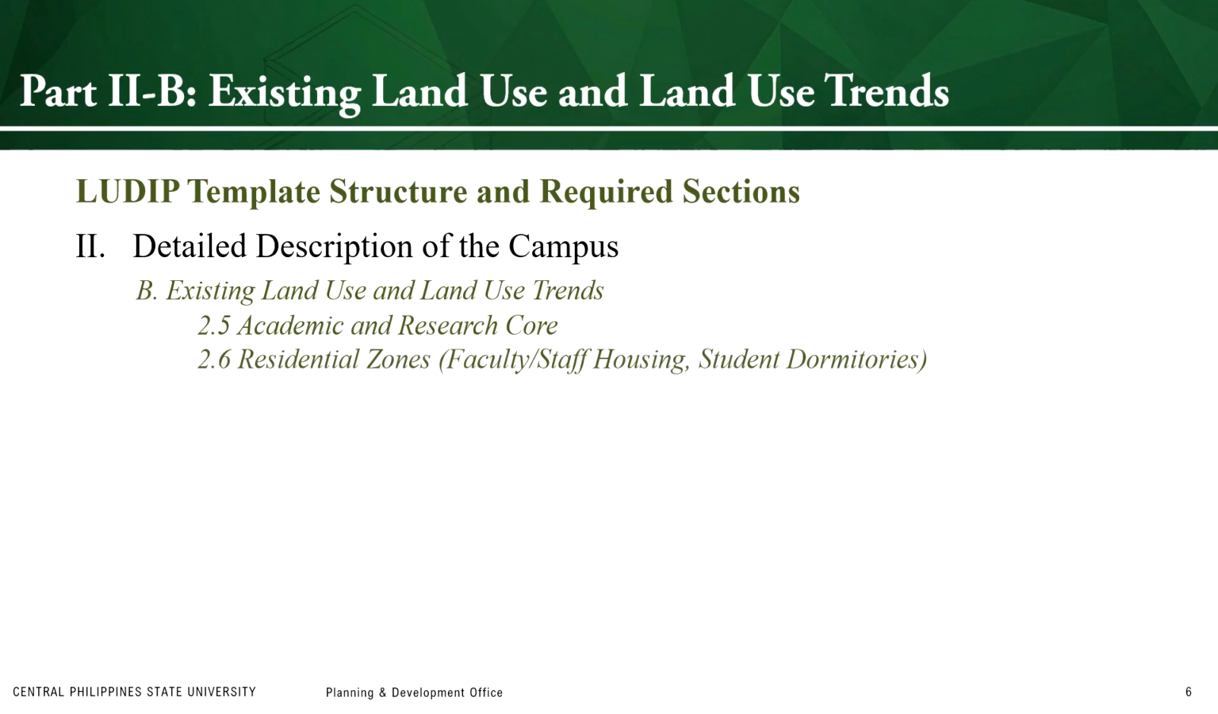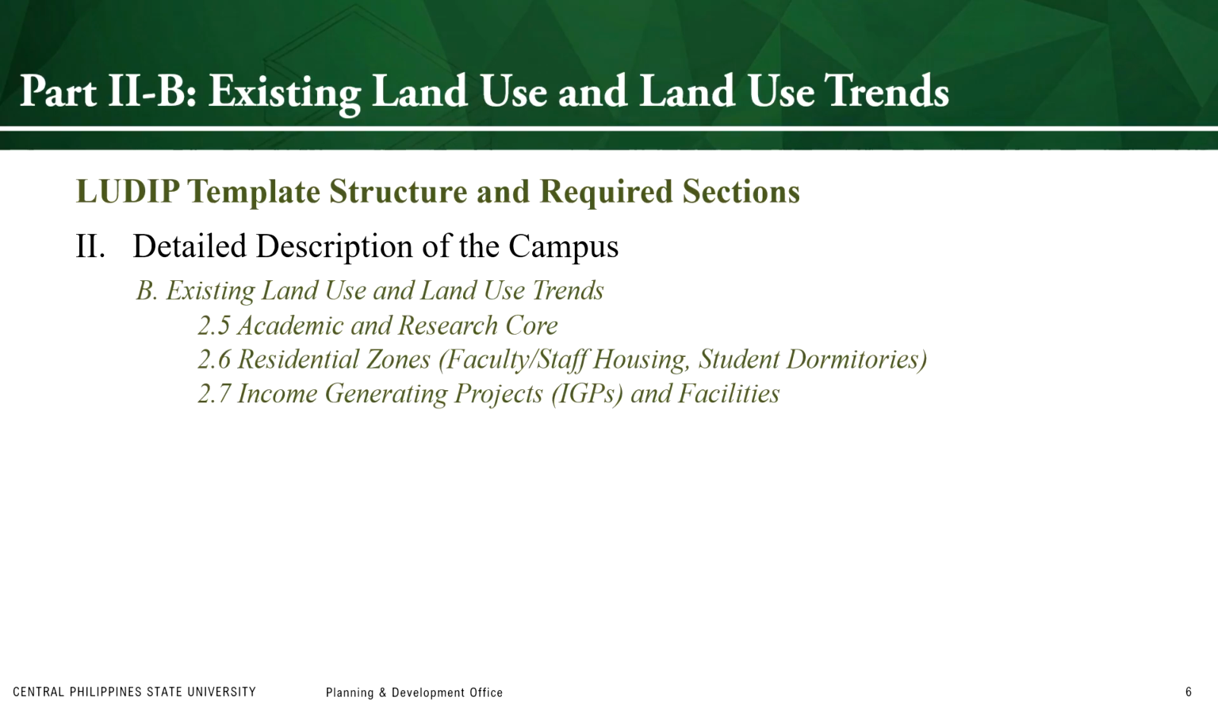Section 2.6, Residential Zone. This covers faculty and staff housing, as well as student dormitories. Include a site survey, architectural design plans, and cost estimates. This section directly responds to one of the key requirements of RA 11396, Housing Provisions for Students and Employees.